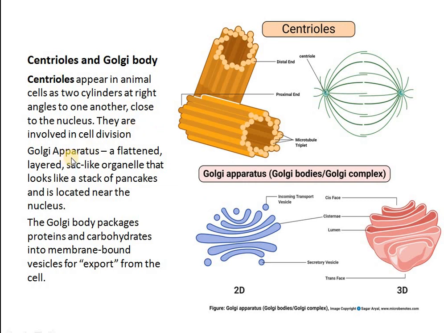Next is Golgi apparatus, or Golgi complex, or Golgi body. They are flattened sac-like organelles that are stacked over each other like pancakes, and they are located near the nucleus. Their function is to do packaging. Packaging of what? They can pack proteins in them, they can have carbohydrates in them, and then they bud off from their structure in the form of vesicles.